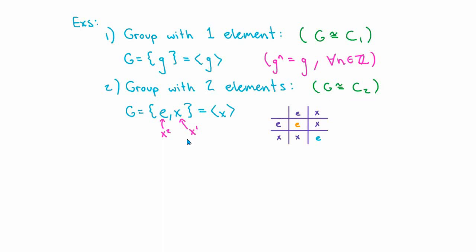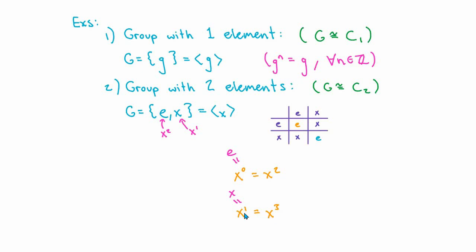Now you may be wondering what happened to the other powers of x, and that's a very good question. We know that x to the 0 is the identity, that's just by the definition of x to the 0, and x to the 1 is x, and we already saw that x squared is equal to the identity. Well, if I multiply x squared by x to get x cubed, that's the same as multiplying the identity times x. So x cubed is really the same as x to the 1, which is x.